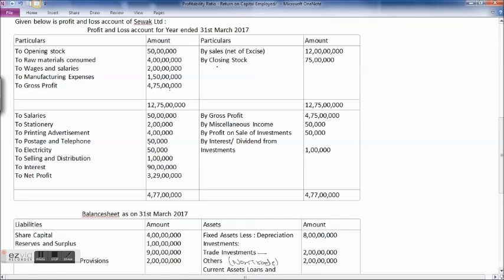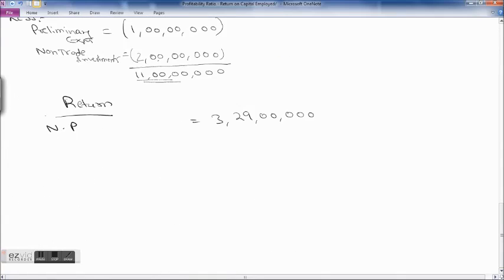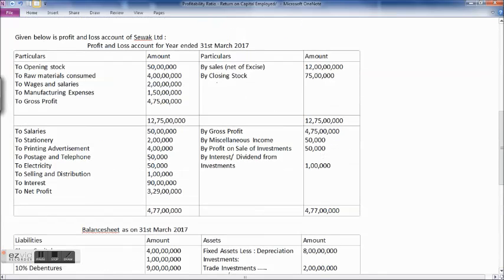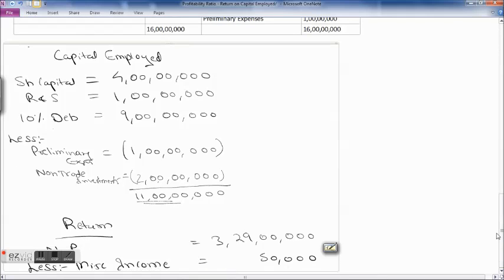Then now we'll see the credit side of the profit and loss account first. Okay, what all does it have? It has by sales, by closing stock, by gross profit, by miscellaneous income. Now this miscellaneous income we need to reduce, since it's a non-operating income. So less miscellaneous income, 50,000. Then next, by profit on sale of investment, again it's a non-operating income, so we have to reduce it.